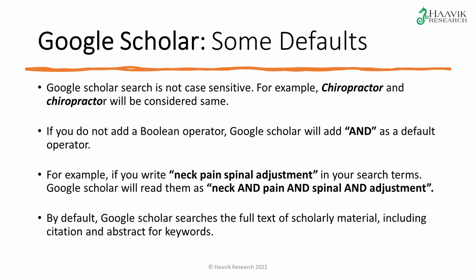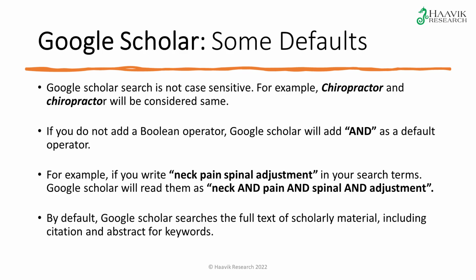Another default is the search range. So by default, Google Scholar will search the entire database that's available to it, so from all years that it's got. So keep that in mind as well. If you only wanted to look at the last couple of years, again, you need to tell Google Scholar that.